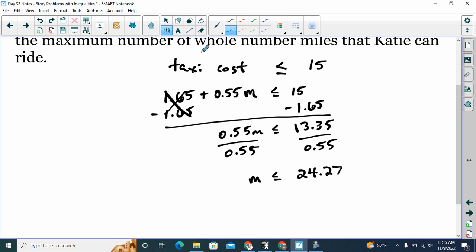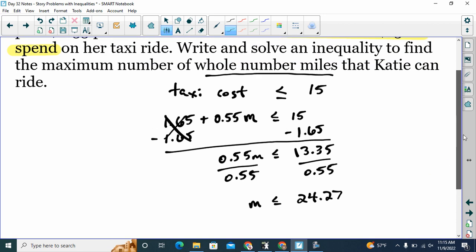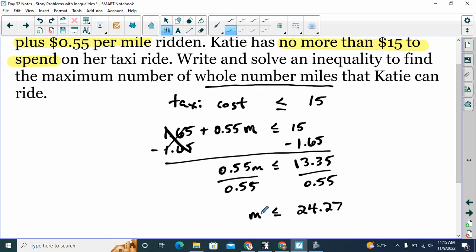It says she needs to write a whole number of miles. So the number of miles that she rides needs to be smaller than or equal to 24.27. 25 is not less than that, but 24 is. 24 is the most number of miles that she can ride.